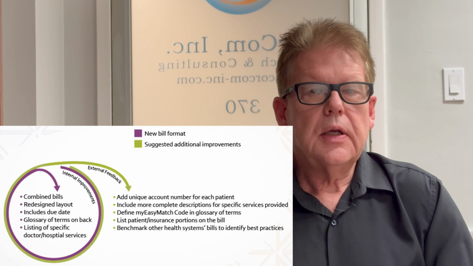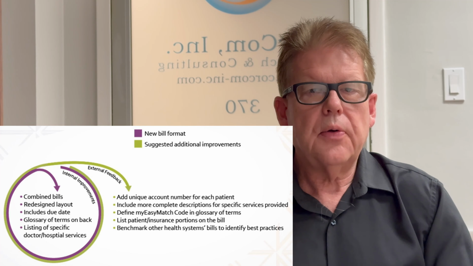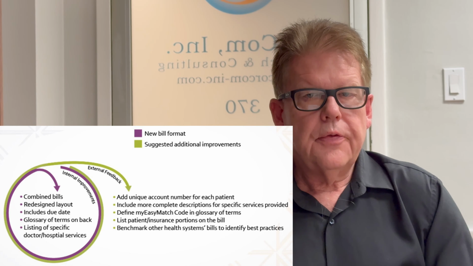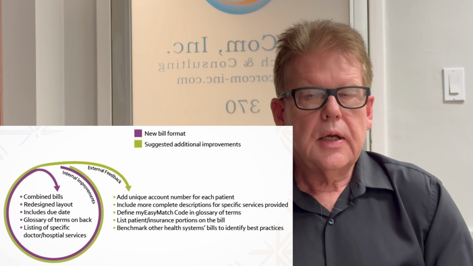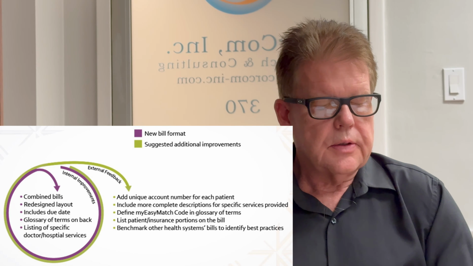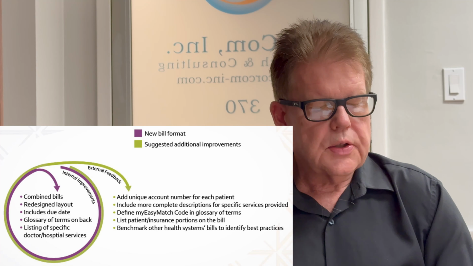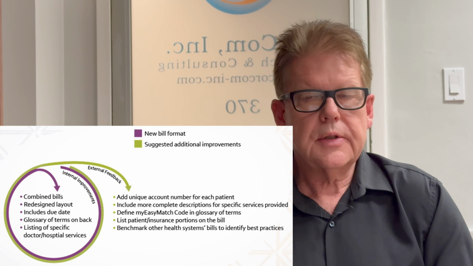This last one is a nice little circle model where you say, hey, we're too focused on the inside. We need to be focused on the outside. This was actually done for hospital billing. One of the things were the internal improvements, or in this case, the purple line. They had come up with a new bill format and they were all proud of it. It had combined bills, they redesigned the layout, they had due dates, a glossary of terms on the back, and listed specific doctors and hospital services. All that's great.